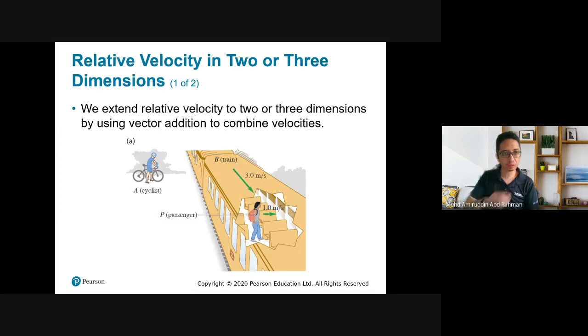All right, so we look at the extension of the problem. Let's say we look at the velocity in 2 or 3 dimensions by using vector addition. Let's say the train is moving towards that direction, which is towards the outside of the screen, and the passenger is moving to the right. So both the train and the passenger have a velocity now.